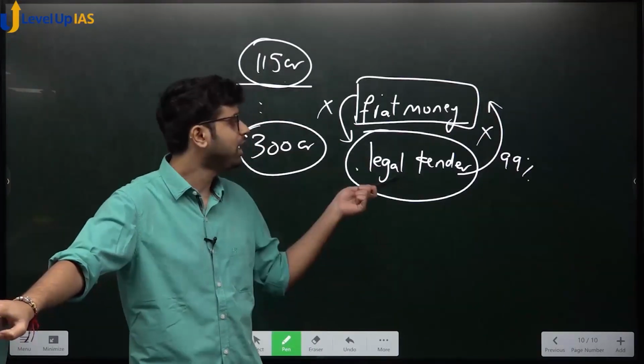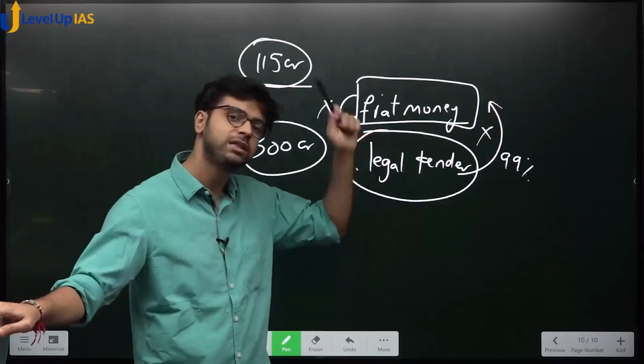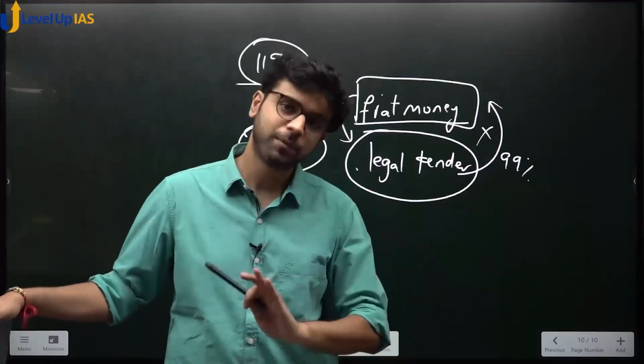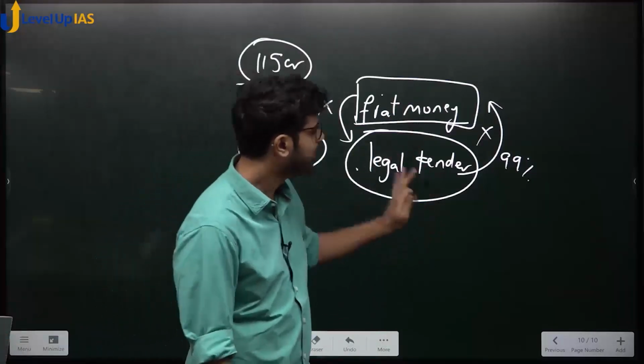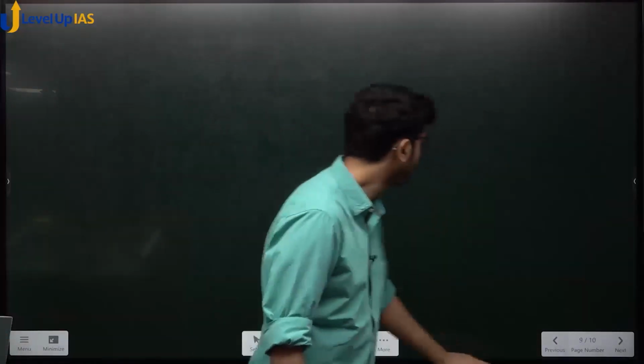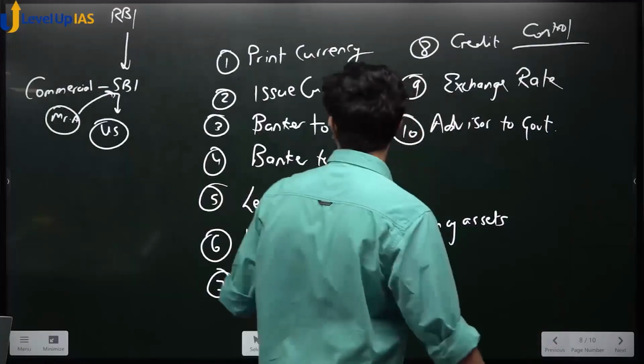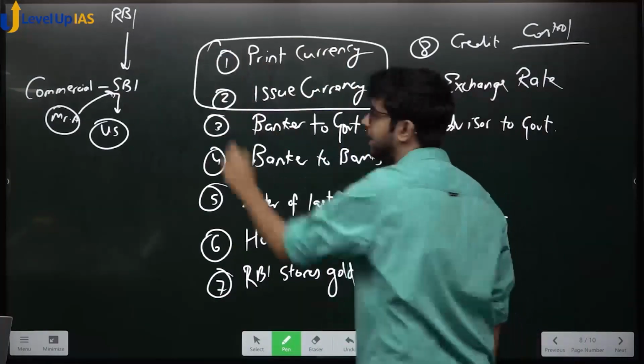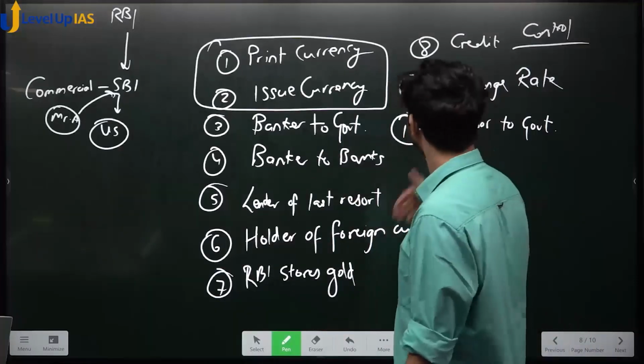US dollar is not legal tender in India, but it is fiat money because it is the currency of another country. So if you go there, you will be able to use it. Did you understand the difference between fiat money and legal tender money? So this concludes our discussion on printing currency and issue of currency. Get it? So we are going to discuss all these points.